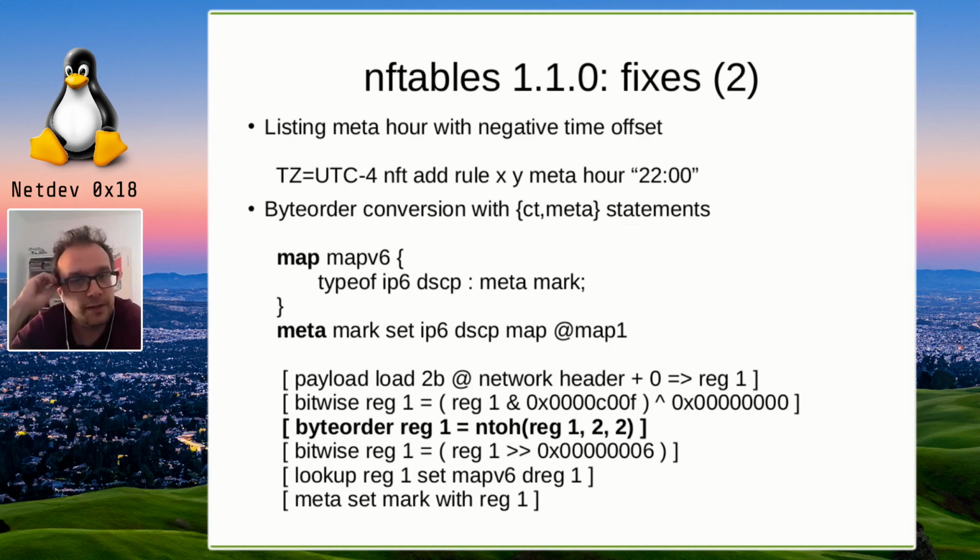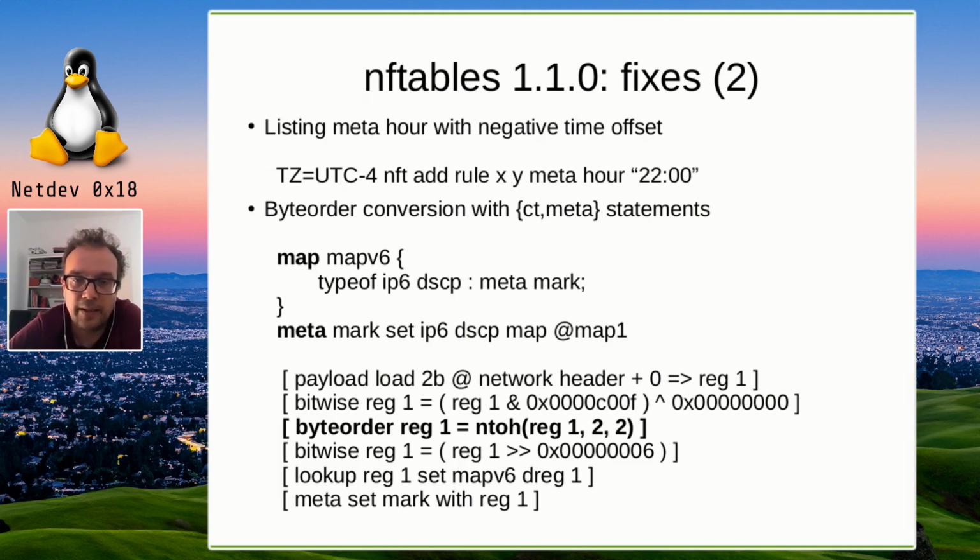Byte order conversion for meta statements is required basically because meta mark is in host byte order and it's 32 bits. And for example, when setting the meta mark based on the ip6 dscp, this needs to be done in a way that byte order is converted to host byte order, otherwise the meta mark is not going to store the right value.